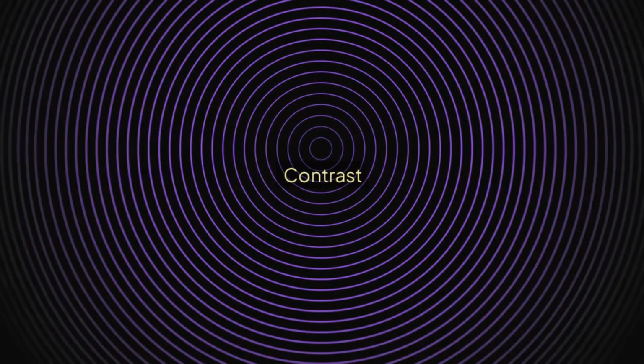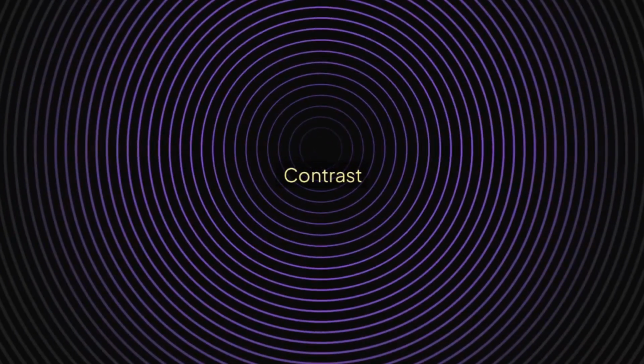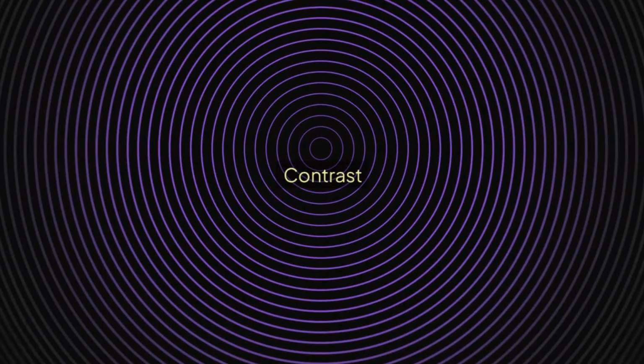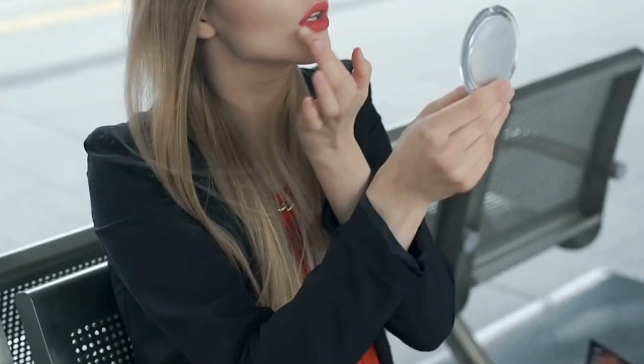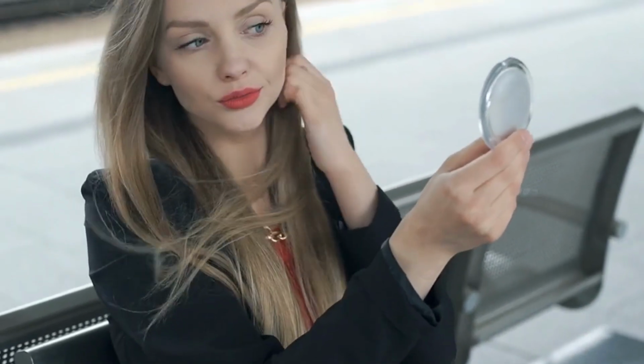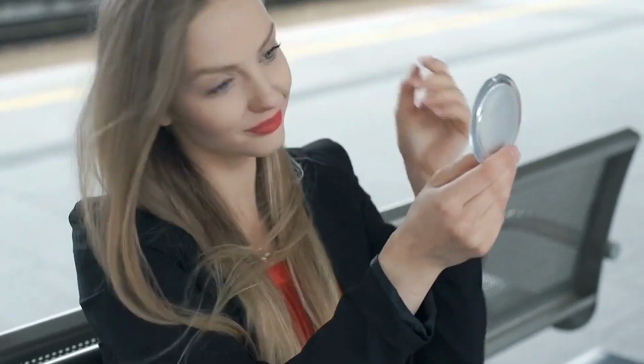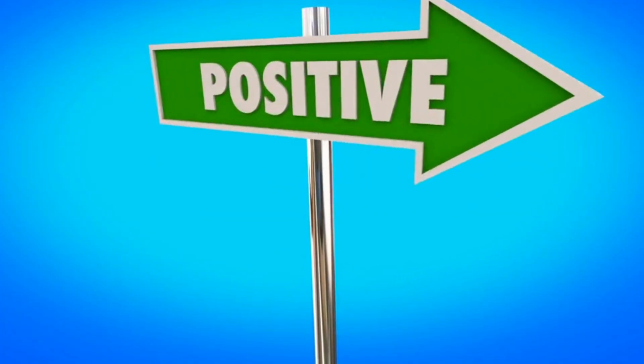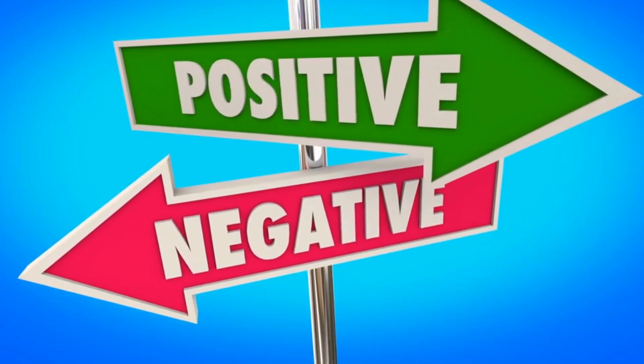Next is contrast. To describe an object in terms of what it is not. For example, a lipstick brand: it's not just a choice, it's a lifestyle. They are advertising in such a manner. So this defines a choice by emphasizing what it isn't.